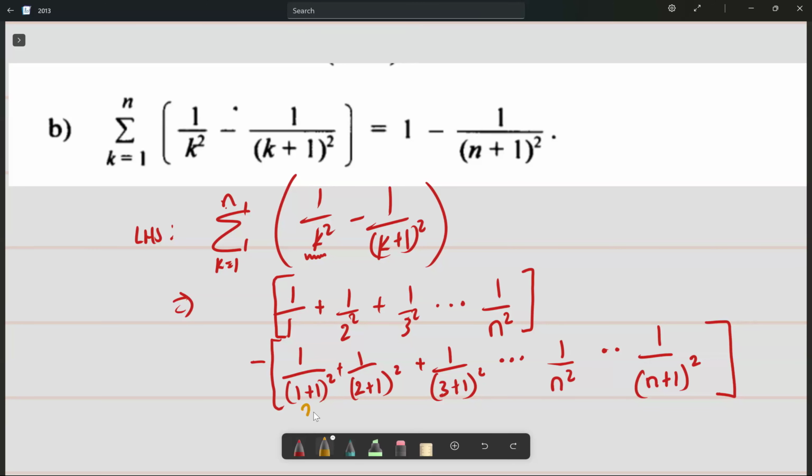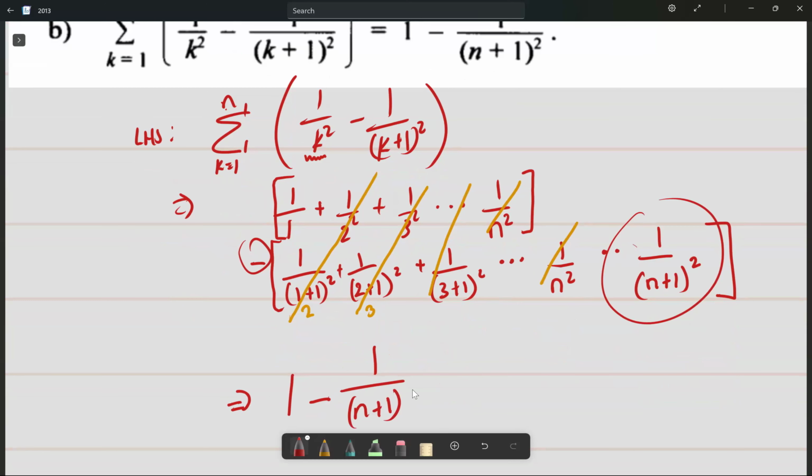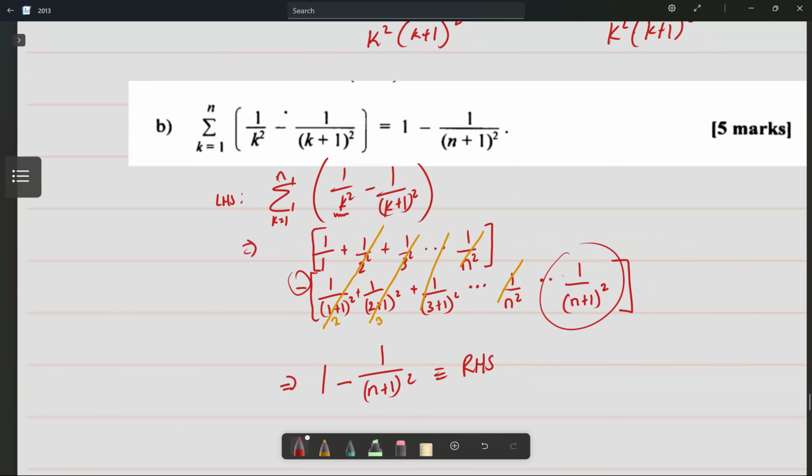This is going to become 1 over 2 squared, right? So then that means this cancels this. This is going to become 3. This is going to cancel this. And it's the same pattern happening, right? Until here and this cancels. And we're finally left with two things. We're left with 1 minus what's left in here, which is 1 over n plus 1 squared, which is the right-hand side. Any confusions with that? We're good at that part? Any issues? Okay.